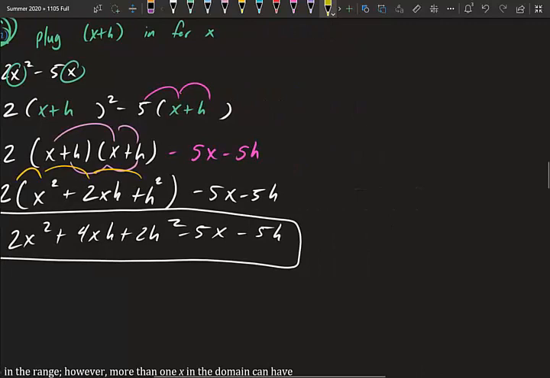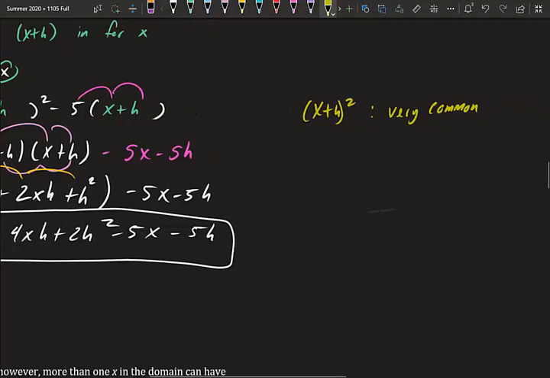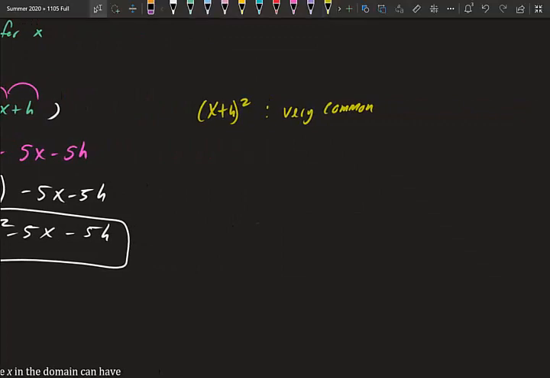X plus h squared is super common in higher level math. It has something to do with the slope of a secant line. So when you get to trig and calculus and pre-calc, you're going to see x plus h squared a lot. So if you're going on to those higher level math classes, just memorize it. Memorize x plus h squared. And some of you probably had some issues foiling x plus h squared. So I'm going to show you how to foil x plus h squared.